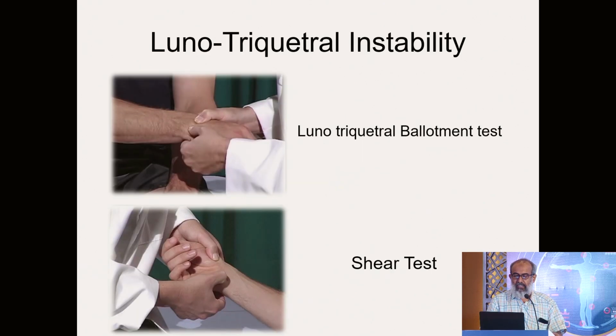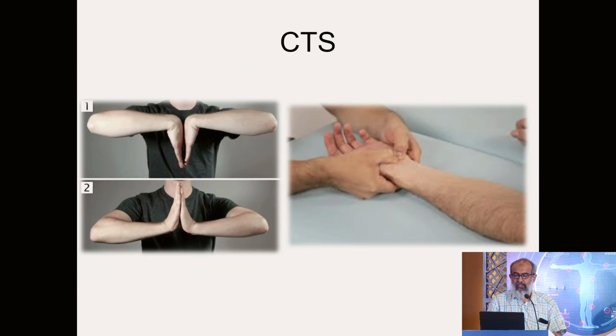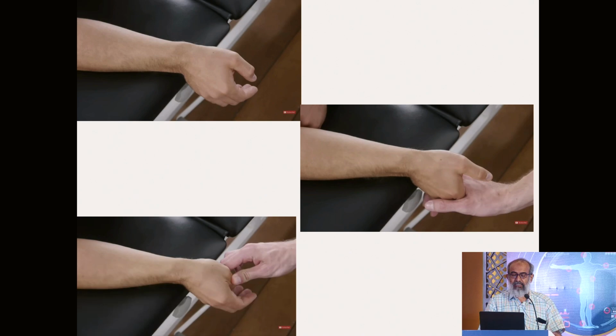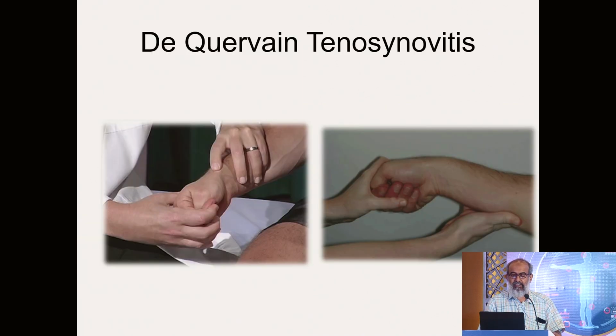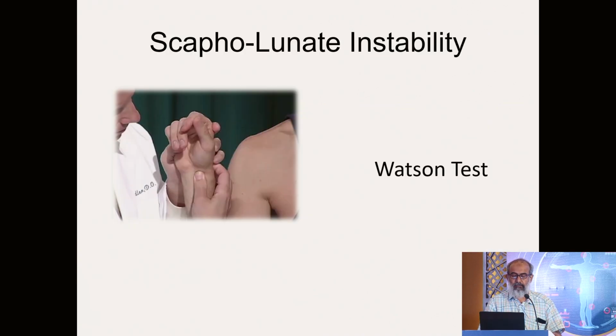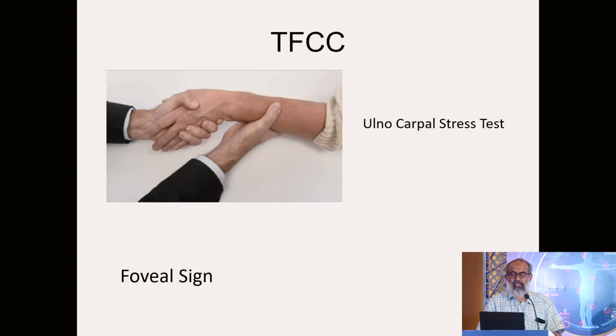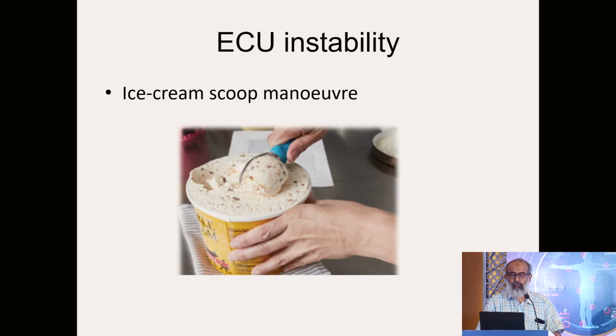So I will just have a recap. Here we mentioned the special tests. One is the CTS tests, then de Quervain's tenosynovitis. The better test is the Finkelstein test, and the non-specific one is the Eichhoff test. Then the scapholunate instability Watson test, lunotriquetral ballottement or shear test. Then the TFCC, the stress test and the foveal sign, and ECU instability.